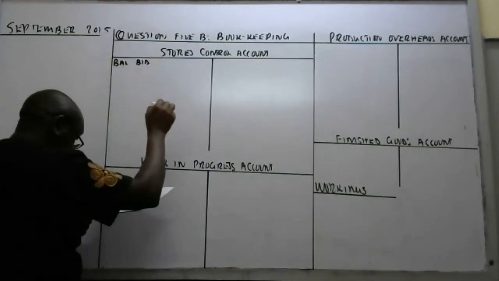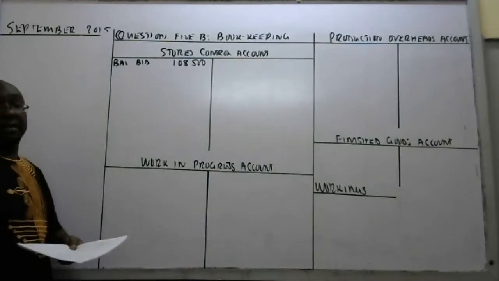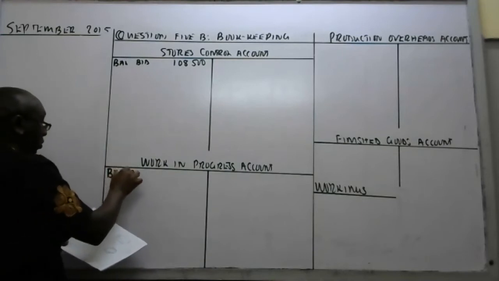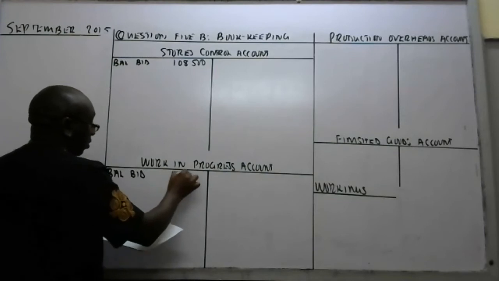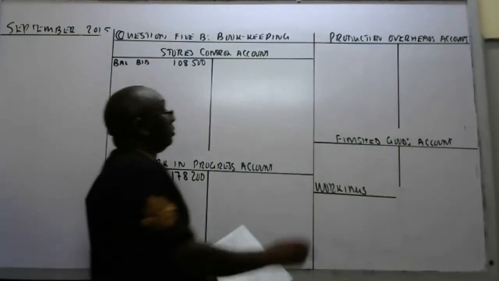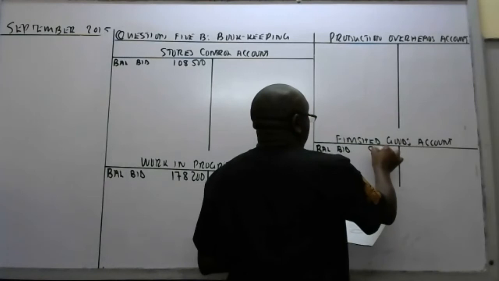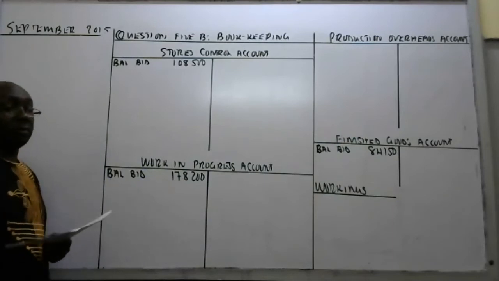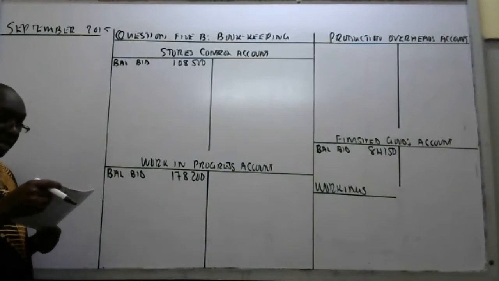Balance brought down is 18,500. Then work in progress, balance brought down is 178,200. Finished goods, balance brought down is 84,150. Then transactions for the month.